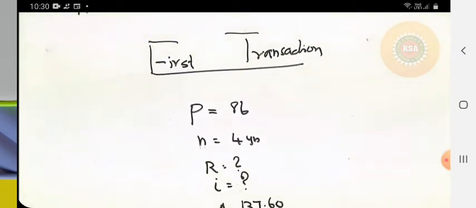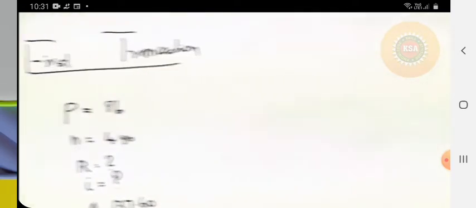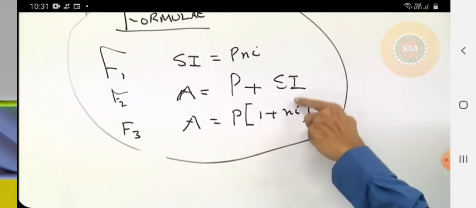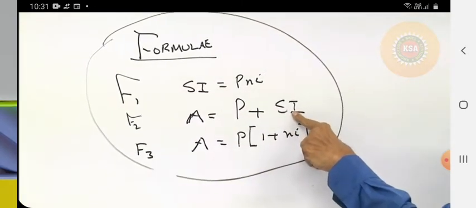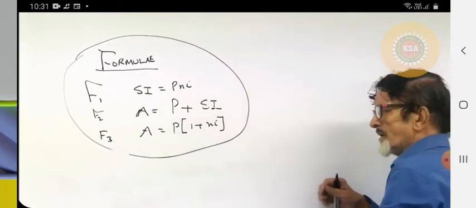SI, A involved, no SI. Three formulas are used. These letters are used, which formula? A involved means either this formula or that formula. SI not involved, therefore this formula. A involved has two formulae. SI involved means this formula you have to consider. SI not given, so this you have to consider.